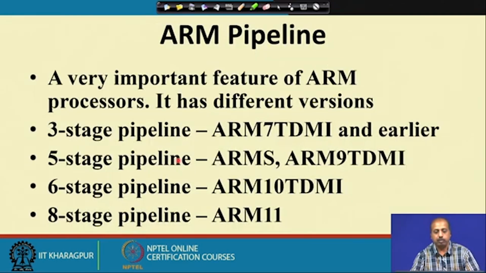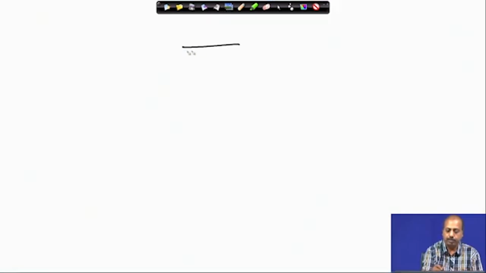So, coming to the pipeline part. ARM is a pipelined architecture. What do we mean by pipelined architecture? Suppose we have some functional block, and this functional block will have some delay. So, it has a delay of, say, d units.